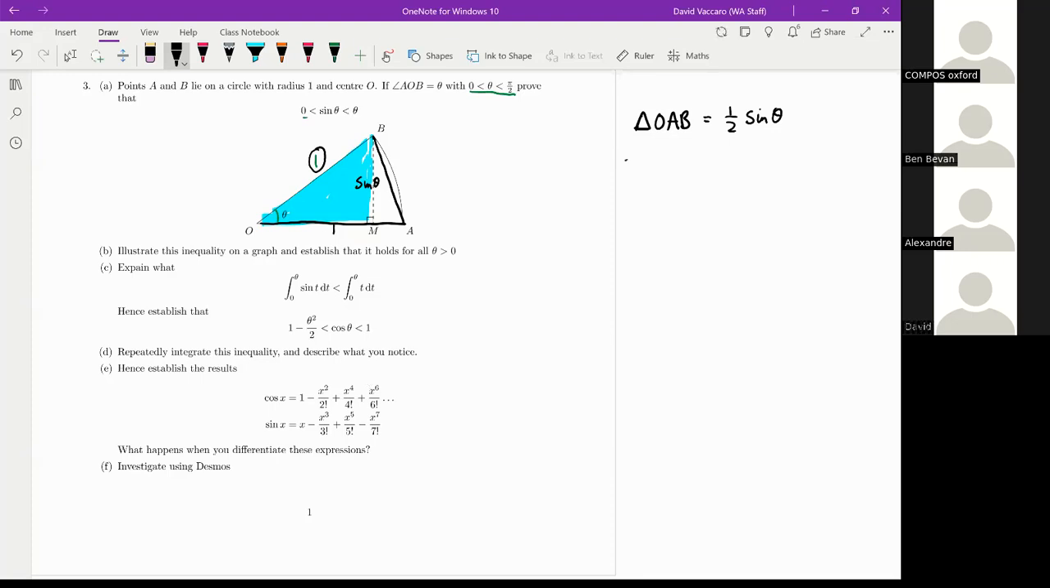What about the sector OAB? Well, because we're working in radians, the fraction of the circle that we've got is theta over 2 pi. The area of the whole circle would be pi r squared. So in this case, the radius is 1, so it'd be pi times 1 squared. So the area of the sector is a half, the pi's cancel, theta.